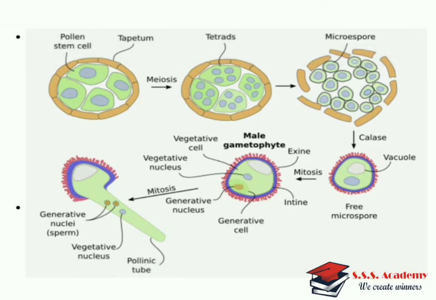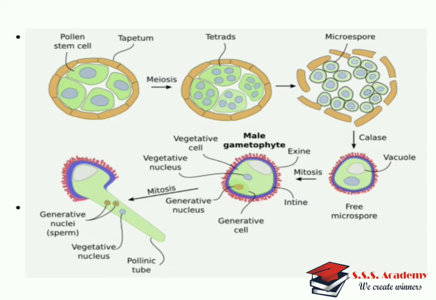So the mitotic division of that generative cell takes place either in a pollen grain or in the pollen tube. So if you observe, sperm formation either takes place in an anther or in the pollen tube, the pollen grains are shed from the anther at this two-celled stage in most of the angiosperms. So this is something about the male gametophyte.